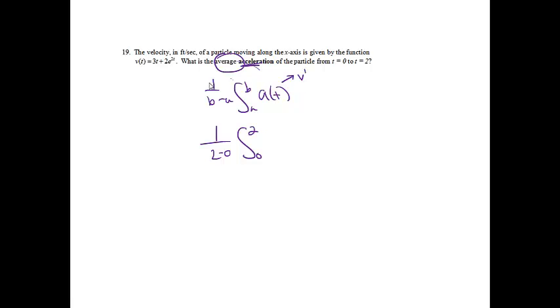Well, I'm given the velocity, so to get to acceleration, I'm going to have to take the derivative of velocity. When I do that, the derivative of 3t is 3, plus the derivative of 2e to the 2t is 4e to the 2t, using e to the u du. And from here we can use the capabilities of our calculator to find that, and that is going to be 56.598.